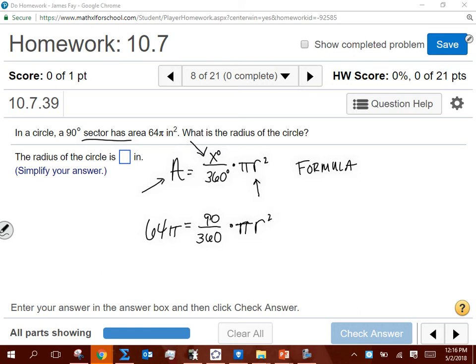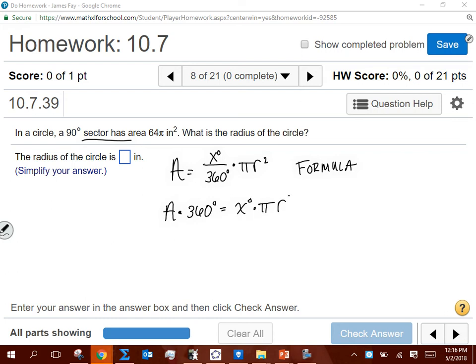Okay. So that's why this formula is set up the way it is. But if I was looking for the radius, just kind of humor me here. And you guys have done this in Algebra 1. Maybe not with formulas of this nature, but we could manipulate this thing to say, okay, I can solve this thing for r in this format. I could take A, multiply it by 360 degrees. Would that give me x times pi times r squared? Multiply both sides by 360, right? Could I then divide both sides by x pi?